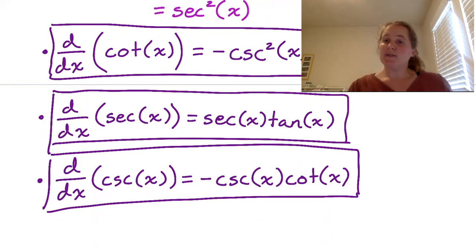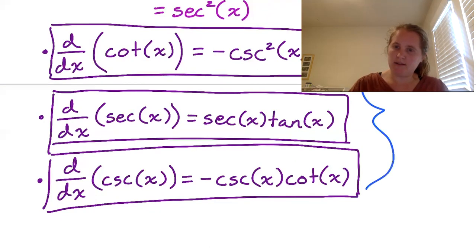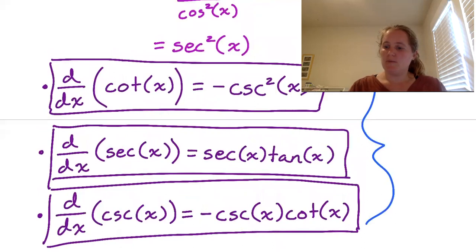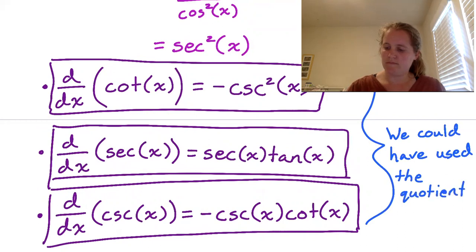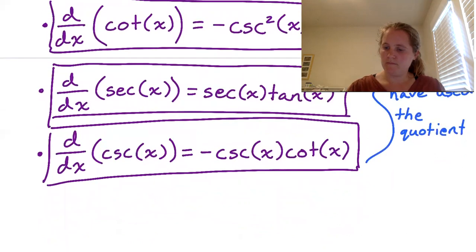So if we wanted to take the derivative of any of our 6 basic trig functions, we now can do so. Again, all 3 of these functions here, we could have used the quotient rule to prove.